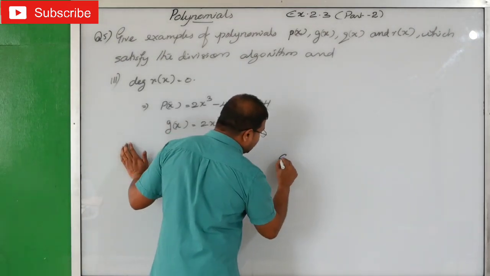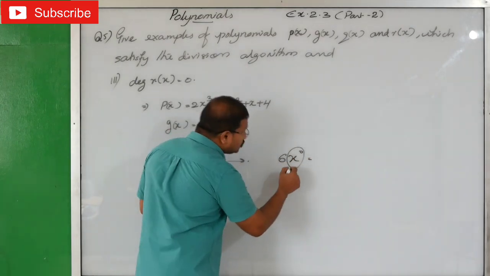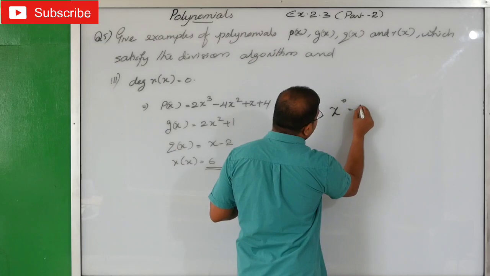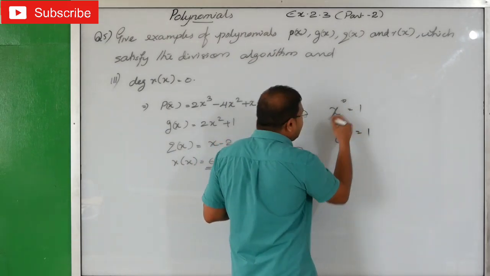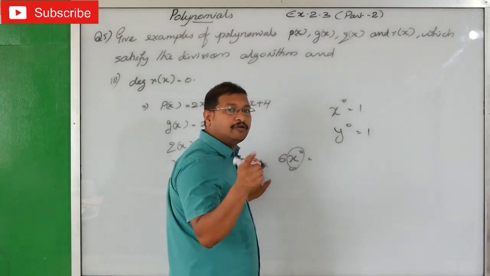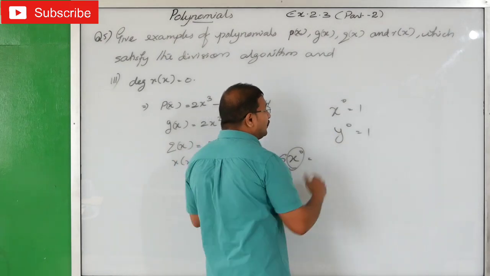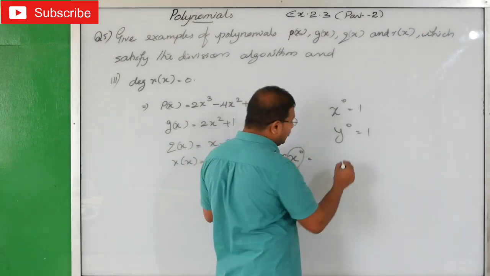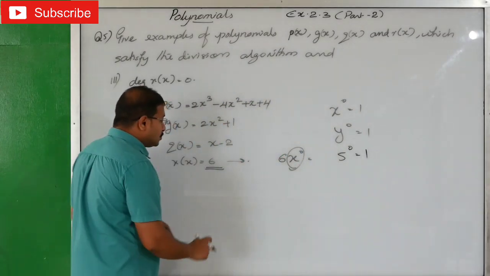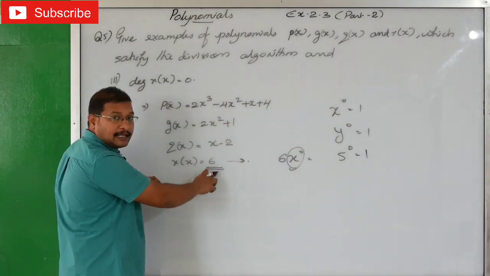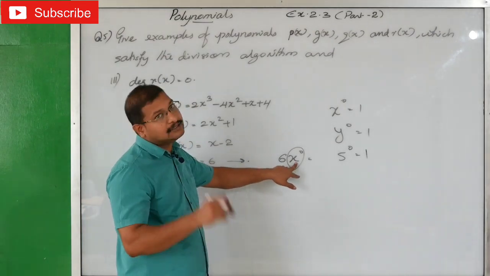Variable not there means 6 x raised to 0. See, x raised to 0 is 1. y raised to 0 is 1. Any variable raised to 0 is 1. Even a number also, any number raised to 0 is 1. Even if you take 5 raised to 0, that also we are going to get 1. Got it? So the remainder is 6. That means 6 into x raised to 0. That means the degree is 0.